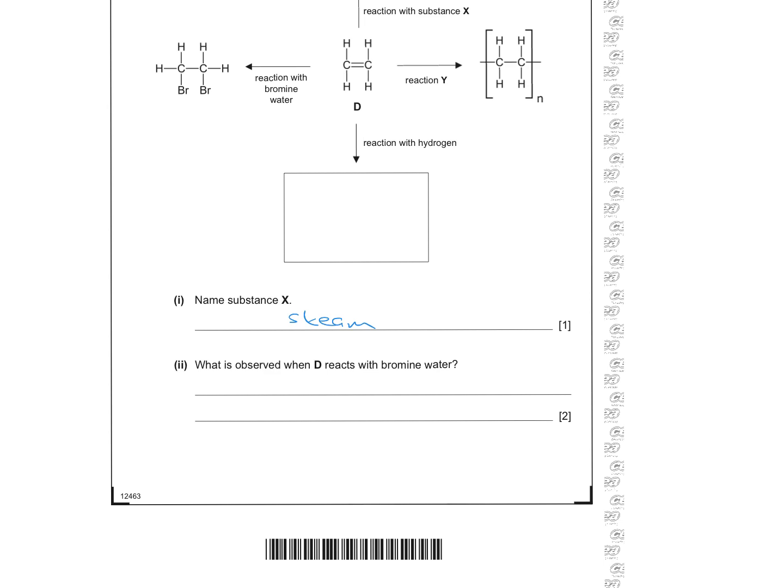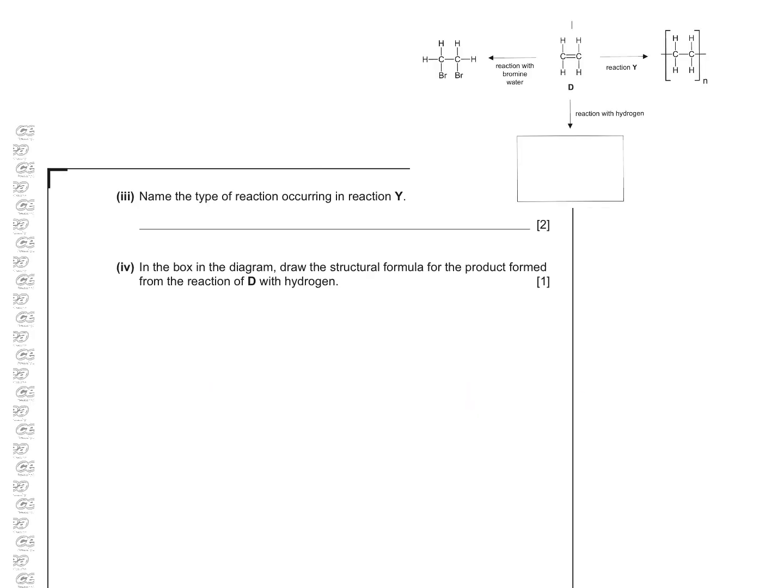Part 2, D is an alkene, ethene, and when it reacts with bromine water, the bromine water will go from orange to colourless. Part 3, the type of reaction occurring in Y. Well, you can see here that D is an alkene, that's ethene, and then the double bond breaks and we get these bonds either side. So it goes to this.